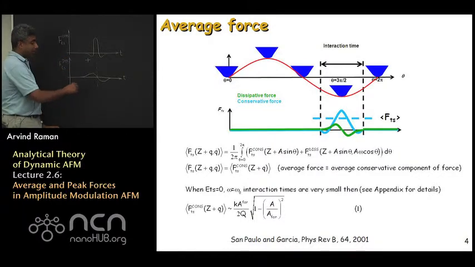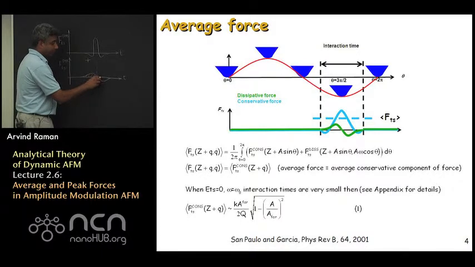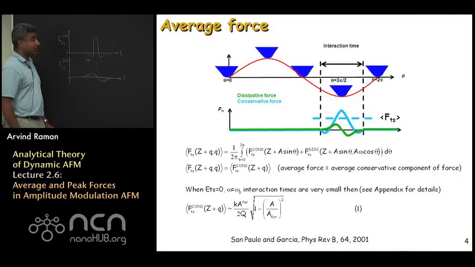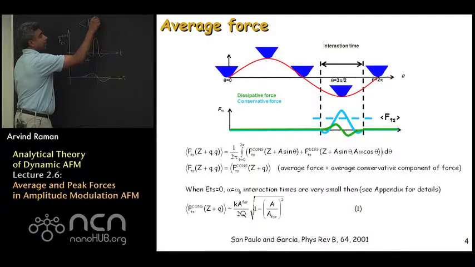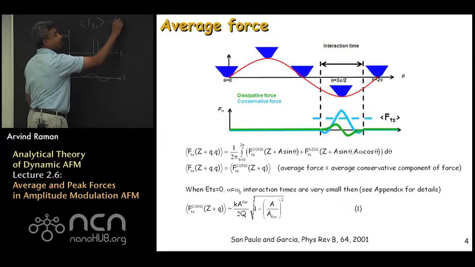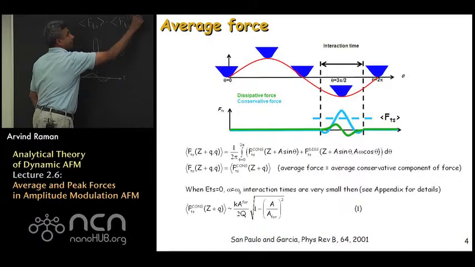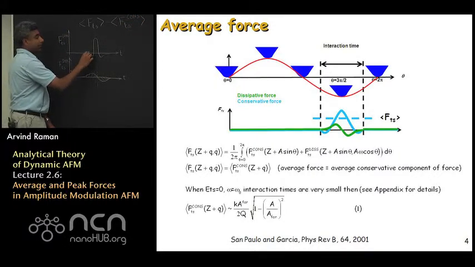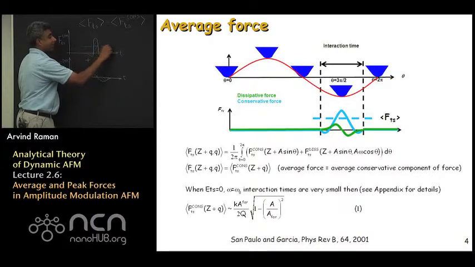But when you look at the dissipative component, you see right away that this is antisymmetric. So this area out here actually cancels with that area. As a result, the overall average of the tip sample interaction force must equal the average of the conservative component only. The average of the conservative component is simply going to be the area of this divided by the total cycle time of oscillation, and you might end up with an average value that sits out here.